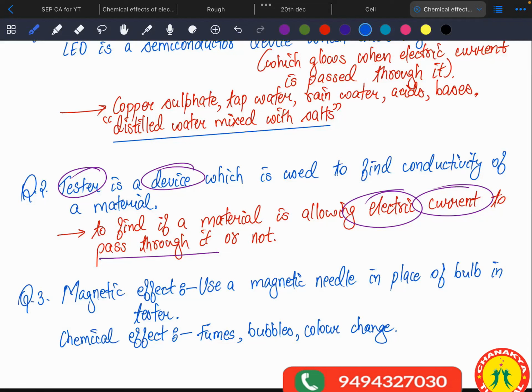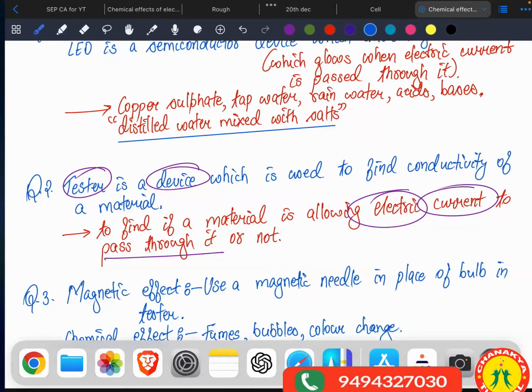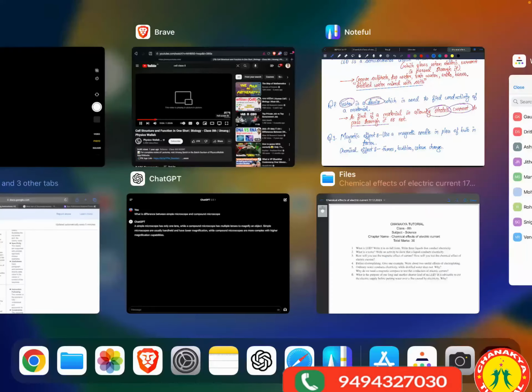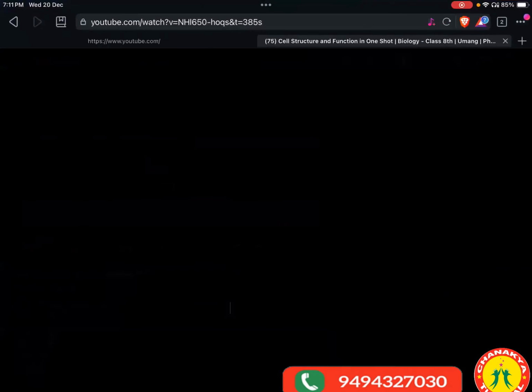And the same is for the color change. Essentially if there is a liquid, and after passing an electric current through it its color changes, that is an example of chemical effect through color change. There are some experiments. Actually, I don't remember, but we can search for it.